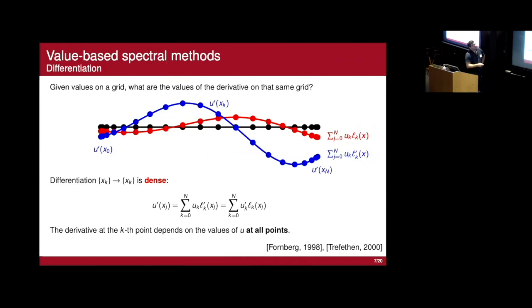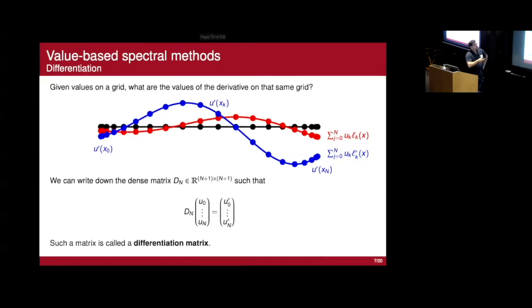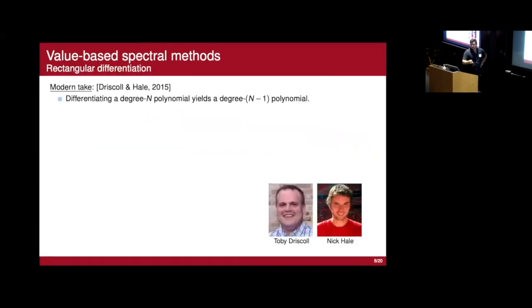And what this really means is, if I want to evaluate the derivative at the jth point, I have to take an interpolant through all the points, evaluate the derivative of that interpolant, and then read off the value of the derivative. And so this is really an all-to-all kind of operation at the kth point. This means that I can write down a matrix D that just takes in n values and gives me back n values of the derivative. I'm going to call this a differentiation matrix. That's the classical take on how to take a derivative on a grid using a spectral method.